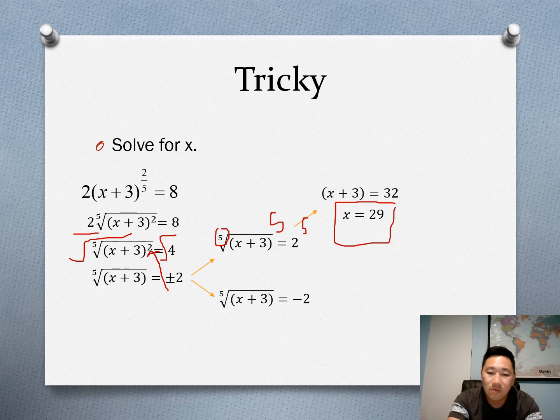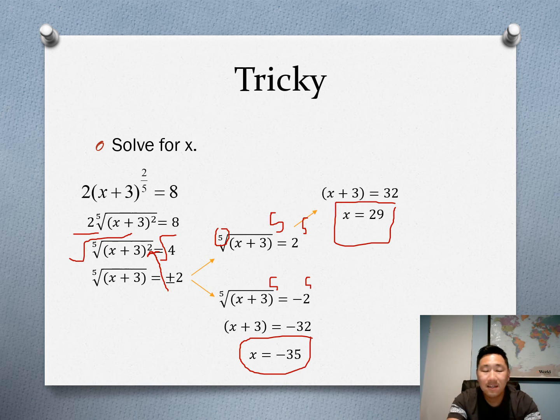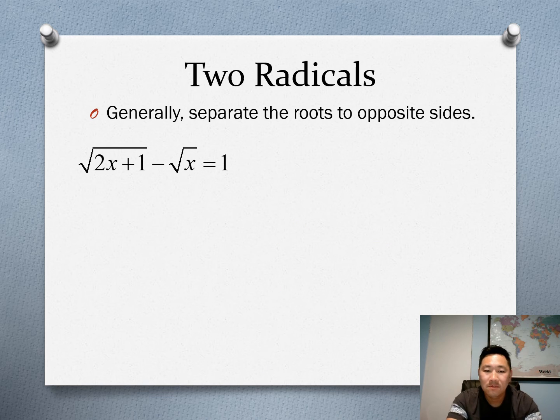And let's do it for the other one too. Fifth power to both of them. And then subtract 3. All right, it gets a little bit of getting used to. Let's do one last example.